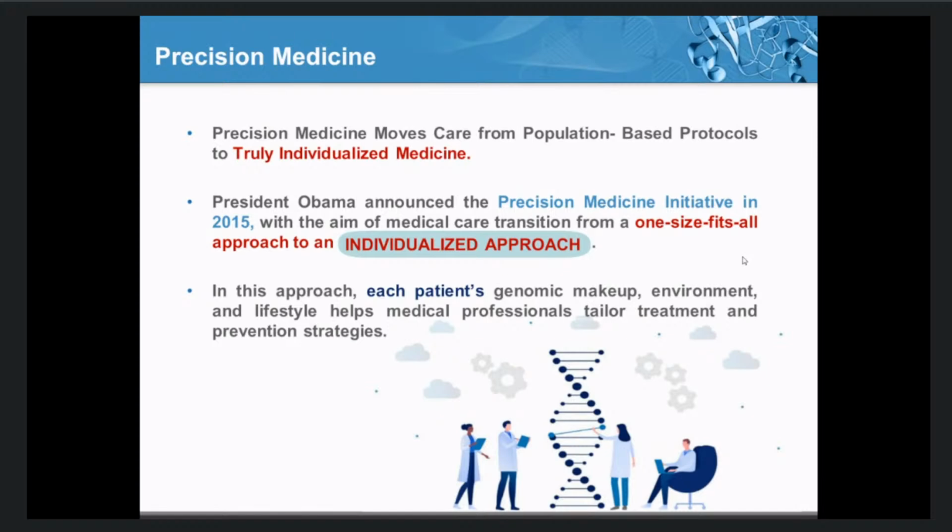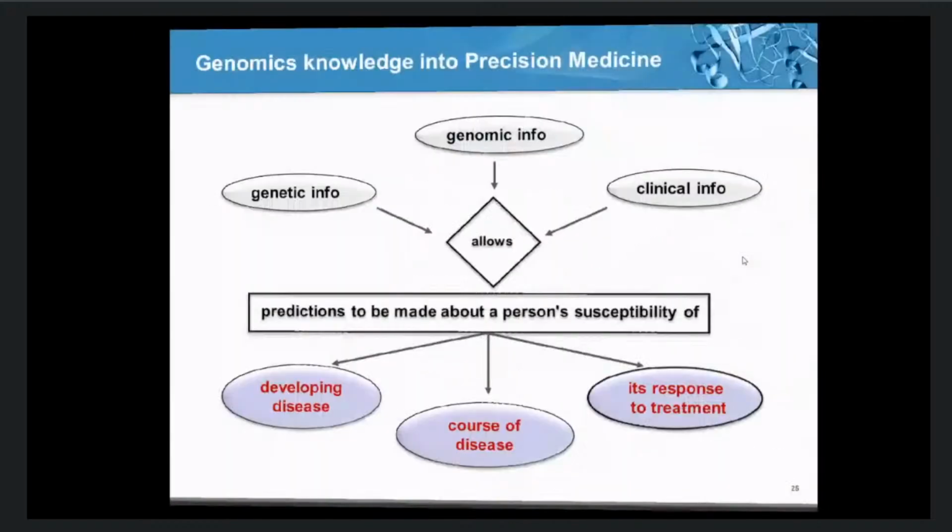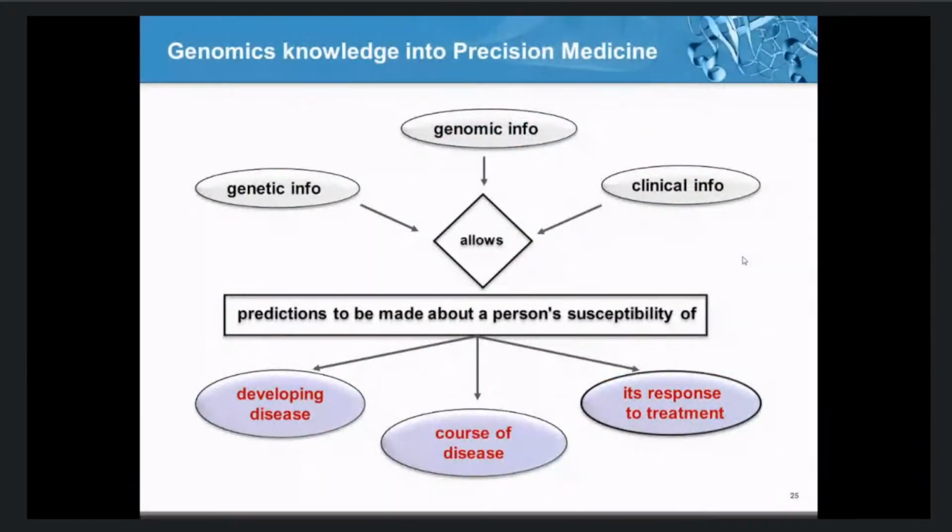Perfect. Okay, great. As we talked about, if we have genomic information, it allows us to predict how a disease develops in a person. We are able to know the course of the disease, and we can see how it responds to treatment as well, with the genomic information.